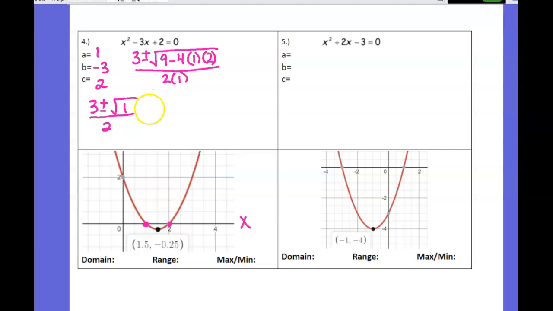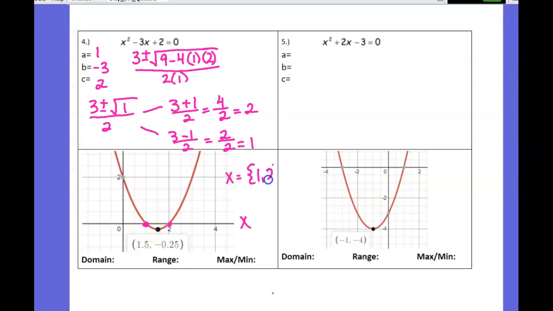All right, this is where we branch out and we say this is going to be 3 plus 1 because the square root of 1 is 1, divided by 2. And we've got 3 minus 1 divided by 2. 3 plus 1 is 4. 4 halves is 2. 3 minus 1 is 2. And 2 halves is 1. So we can verify that our solution is x is equal to 1 and 2.